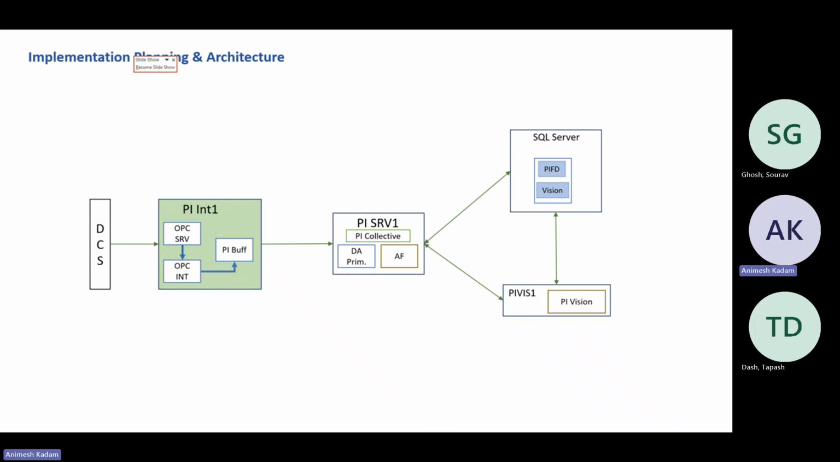Not really, because the SQL server will only hold the configuration part. Suppose I click on the screen, it will only load the configuration of that screen from here. And whenever you double click on any of the parameters, it will make the call either to AF or the DA, because you will be able to map the Pi tag directly and also through AF.